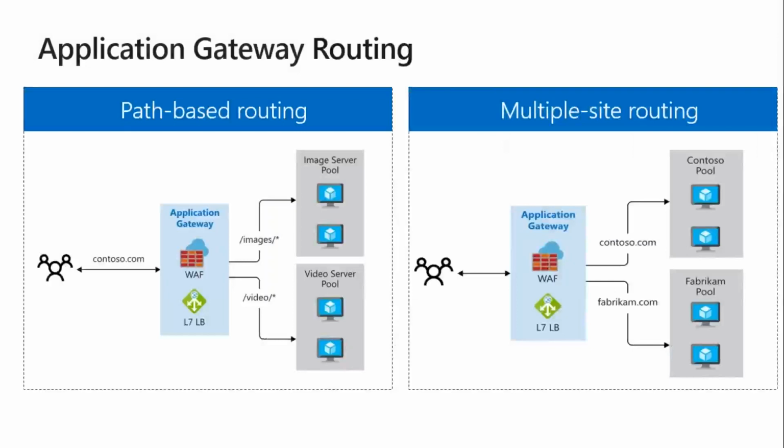Application routing: you can go for path-based routing. You can go for multi-site routing. Multi-site routing means, as I used contoso.com, or fabricom.com. So any request coming for contoso.com, automatically the contoso pool will be selected. Any request coming for adatum.com, the adatum pool will be selected, something like that. Or, as I also mentioned, path-based routing, /image, /video and something else. Based on that, you can redirect the traffic.